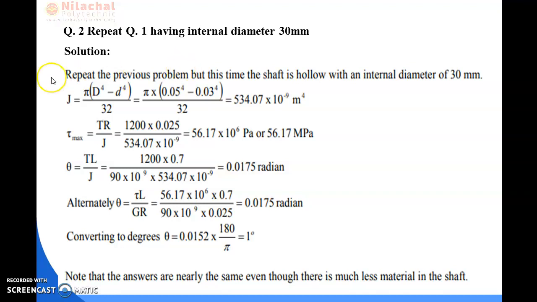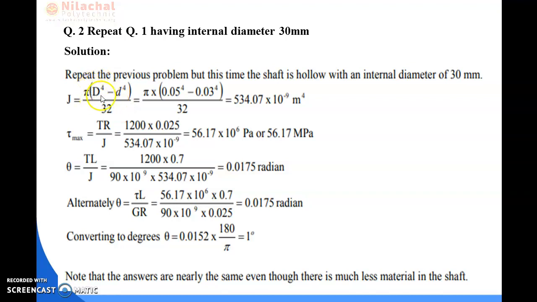So now for the hollow circular shaft, first of all, we can find out the polar moment of inertia. As we know, for the hollow circular shaft, the polar moment of inertia is pi into capital D to the power 4, that is the diameter of the outer circular section, minus small d to the power 4, that is the diameter of the inner circular section, divided by 32.